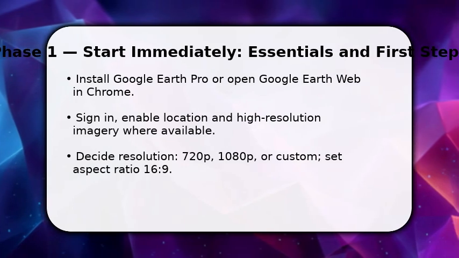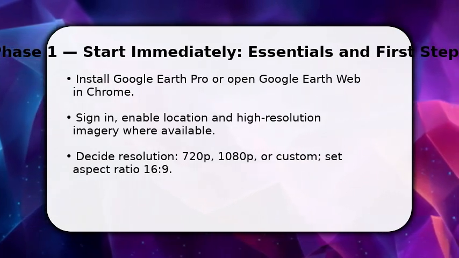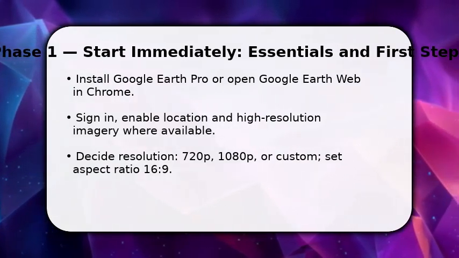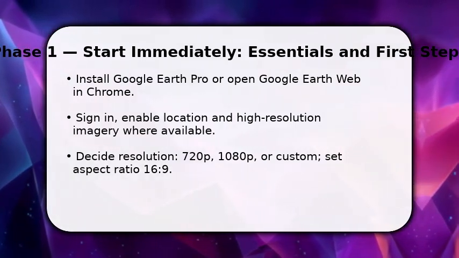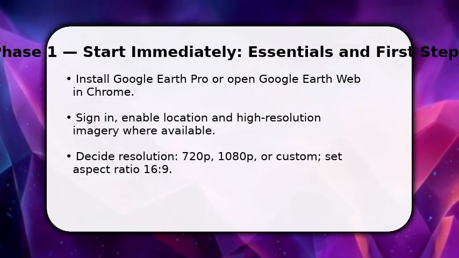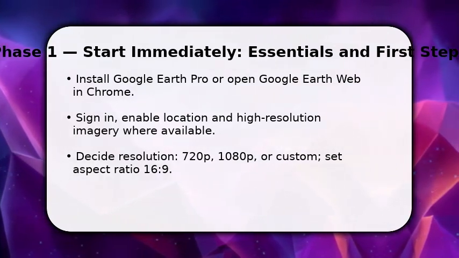You start by opening Google Earth Pro or the web app. Choose whichever gives the export controls you need. Sign in so your tours and places sync. Once done, pick the recording resolution and 16:9 aspect ratio to match your delivery platform.